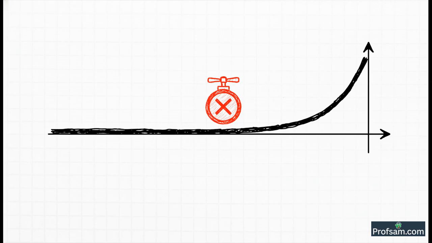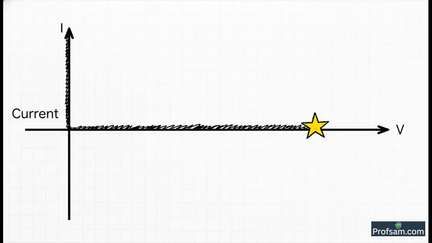What does that tell us? It means practically no current is flowing. The valve is shut tight. Okay, now let's look at the right side of the graph, for forward bias.